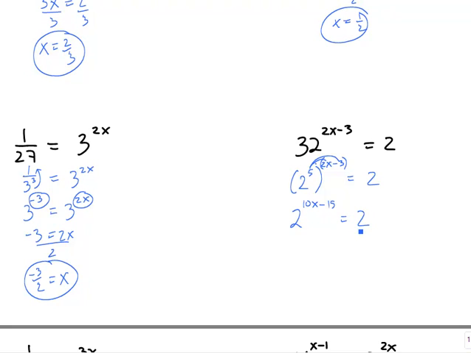And when we go to set these two exponents equal to each other, what is the exponent over here on the right-hand side? It's an implied 1. So this becomes 10x minus 15 has to equal 1. So I can add 15 and get 10x equals 16. And then dividing by 10 and reducing, both 16 and 10 are divisible by 2, so we get 8/5.